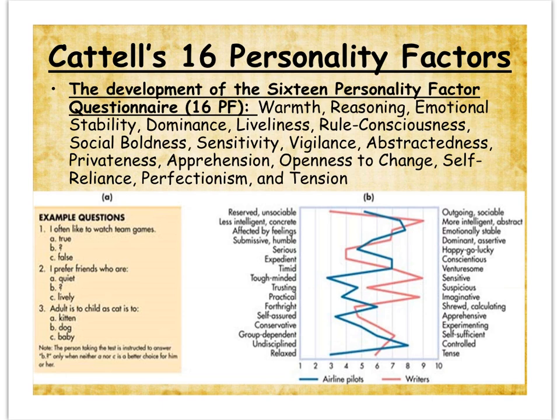So if you look at the example here, you see in blue, you have airline pilots compared to, in red, writers. If you look at the scale, on one side, reserved, unsocial, the other side, outgoing, sociable, less intelligent, concrete, more intelligent, abstract, affected by feelings, emotionally stable, submissive, humble versus dominant or assertive, and down you go. And he got these like personality profiles.